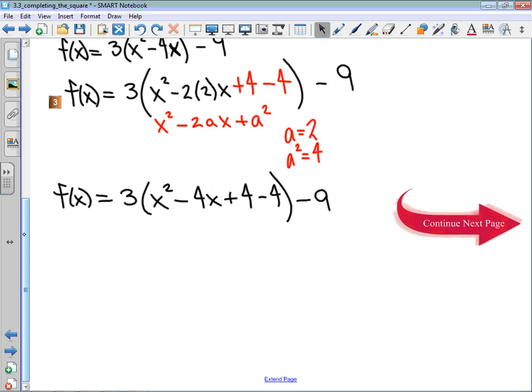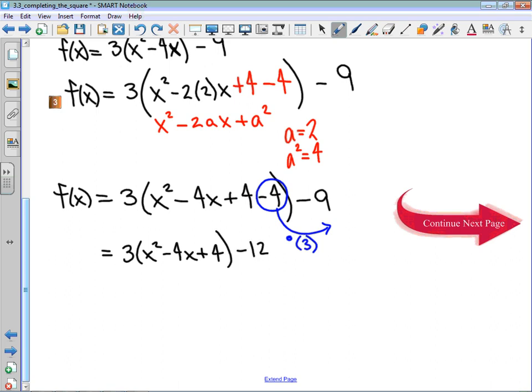Now, in order to get numbers inside that bracket, that factored expression, I had to divide by 3. So in order to get this negative 4 out of the bracket, I have to multiply by what I factored out, which is to say positive 3. So my next line is going to be 3 times x squared minus 4x plus 4 minus 12, which is the 3 times negative 4, minus 9.